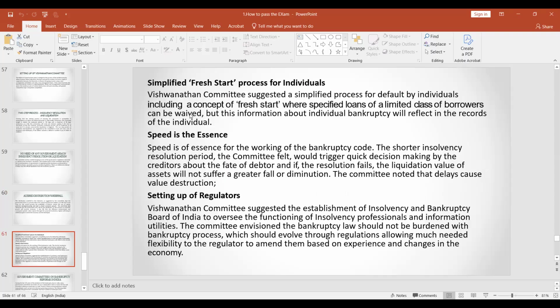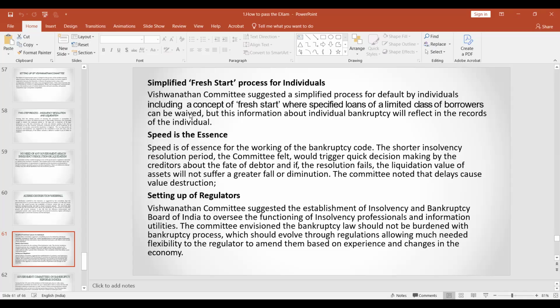There is a concept here of a simplified fresh start process also, because some people might be stuck in this process who may not be able to pay anything because of limited means. Like as of now also, we experience various facilities, say for farmers, like the waiver of loans. So this is something similar. So people with very limited means are allowed a fresh start process whereby they are not required to pay anything.